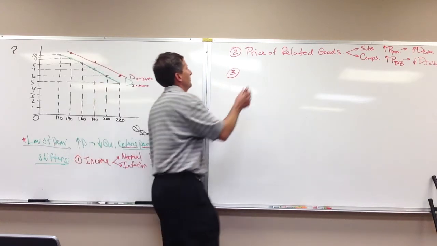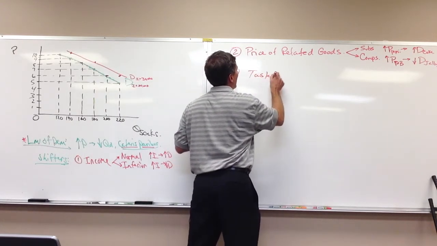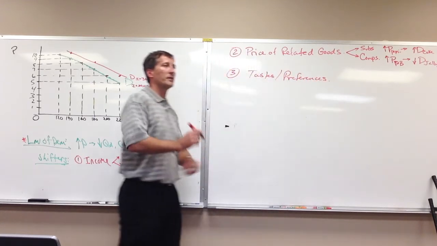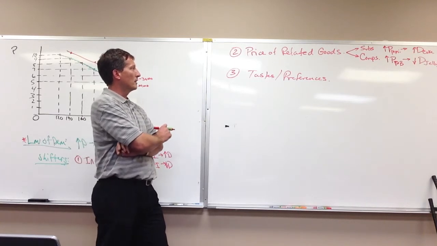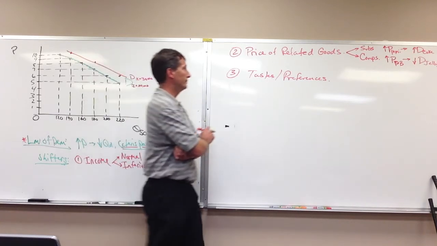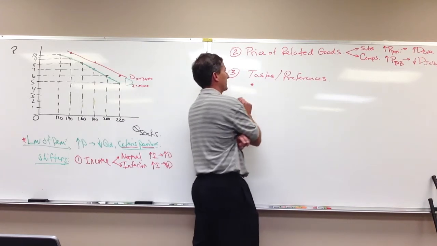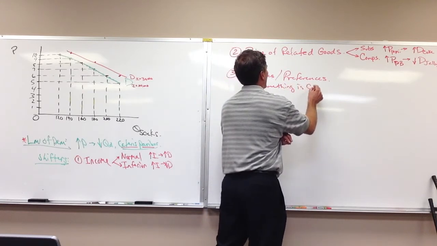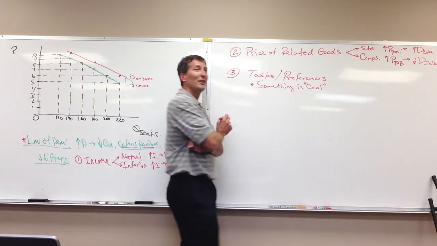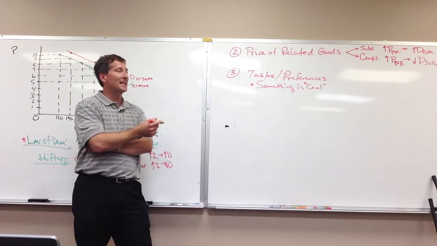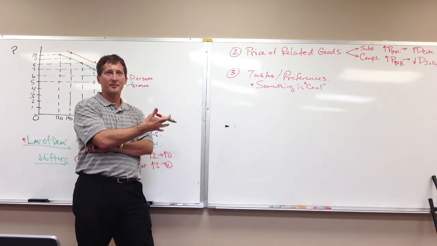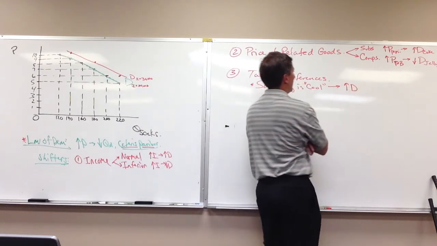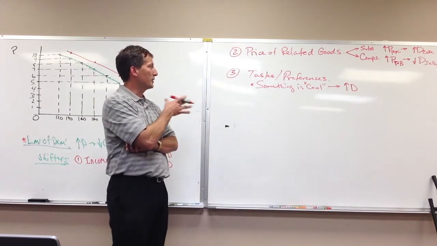So number three would be our tastes or preferences. Tastes or preferences. So I kind of like to leave this one loose, especially for this class, but if something is cool, if it is en vogue, does that tend to lead to an increase in demand or a decrease? Increase, right? So I wanted to leave that a little bit general because sometimes people might confuse that with the next thing I'm going to write.